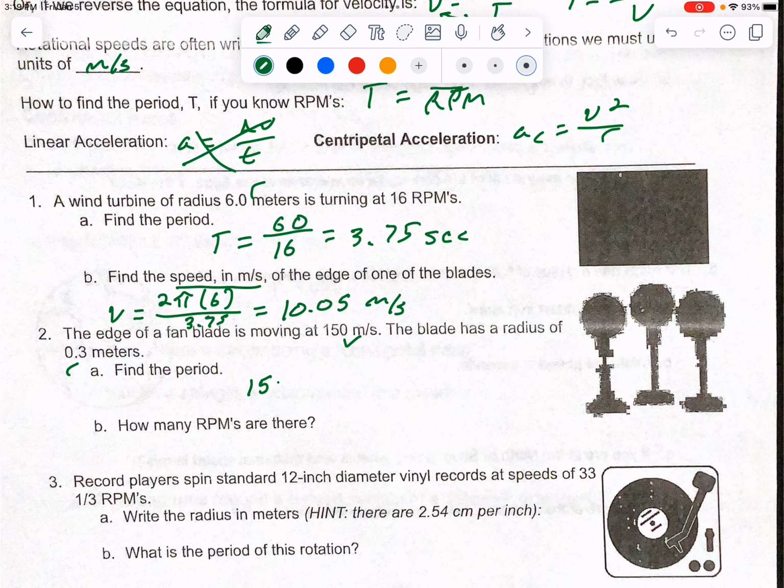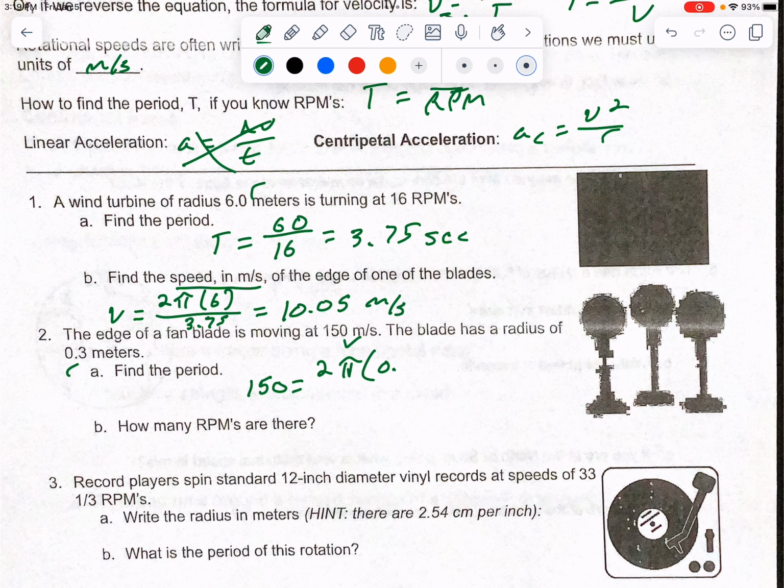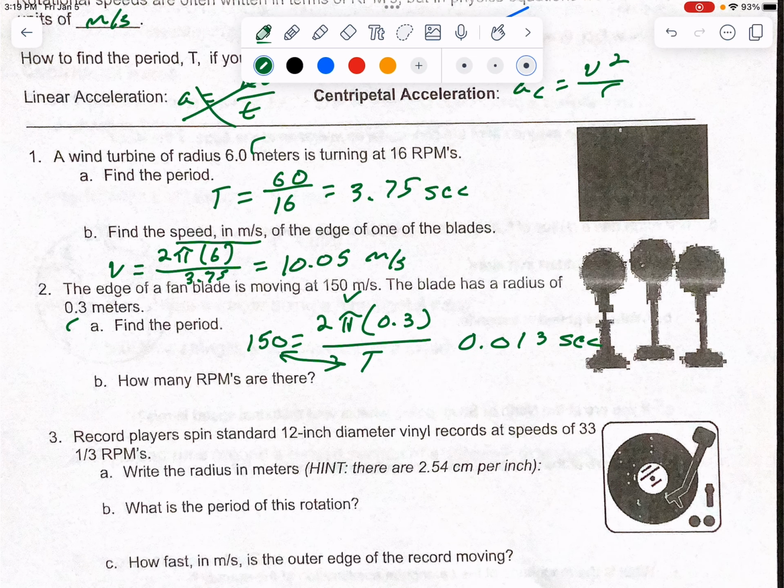So 150 equals 2 pi times my radius, which is 0.3, all over T. So all you've got to do is switch these two and take 2 pi times 0.3 and divide it by 150, and you get a time of 0.013 seconds. So that's your period. Now it says how many RPMs are there?